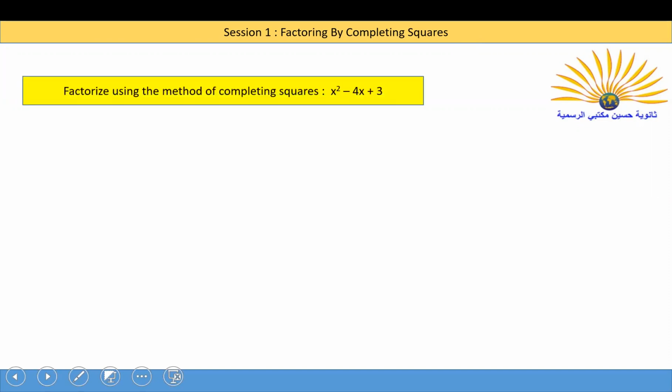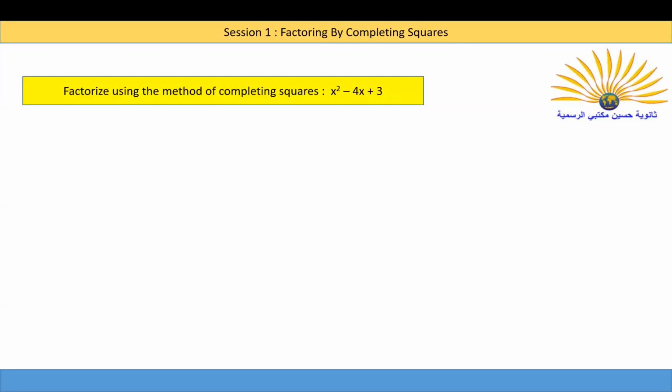Today we are going to discuss the method of factorization by completing the squares. Let's start using an example. Factorize using the method of completing squares the following trinomial of second degree, x squared minus 4x plus 3.